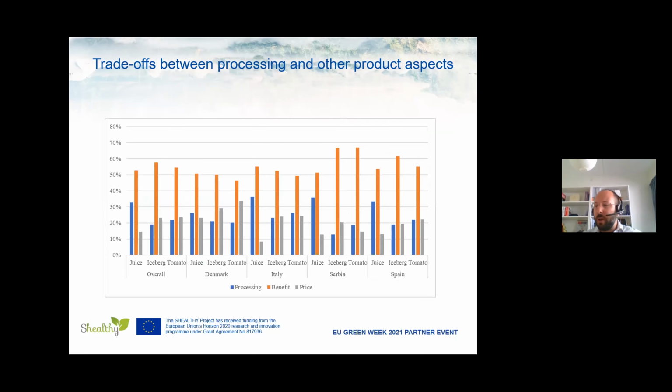Now, just to summarize, also in the interest of time, this is a plot that shows what was most important to their choices after we cleaned out the consumers that didn't make any choice. We did this both at an overall level and also at an individual country level. I'm just going to focus on the overall level also because we didn't necessarily see major differences between countries. But at an overall level, we can see that actually the type of benefit claimed in the product was the most important driver of their choices.